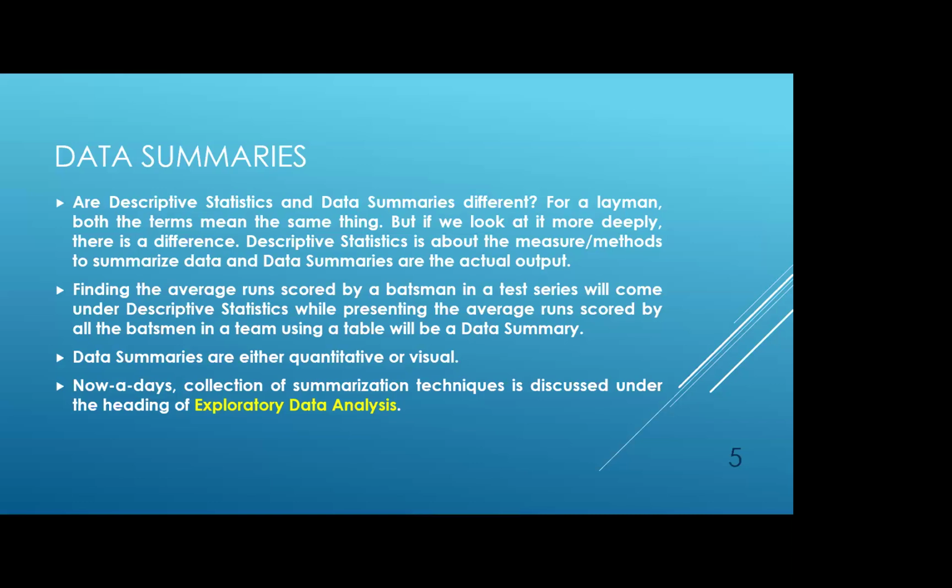Now this is one example I'm giving because now cricket is being played. So finding the average run scored by a batsman in a test series will come under descriptive statistics, while presenting the average run scored by all the batsmen in a team using a table will be a data summary. Okay, I think that clearly explains the difference between descriptive statistics and data summaries. Now, data summaries can either be quantitative or visual. The example I gave was quantitative. If the same thing I create as a graph, whether it's a bar chart or a column chart or anything else, that will be visual.